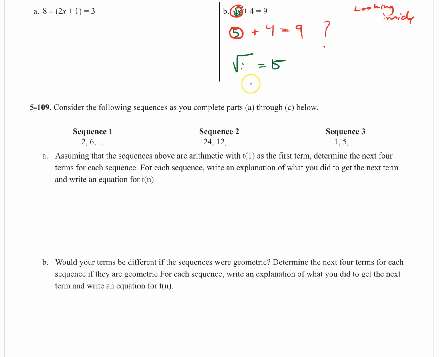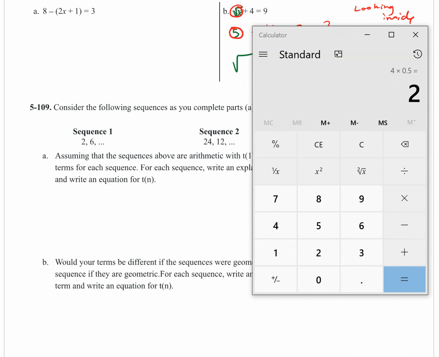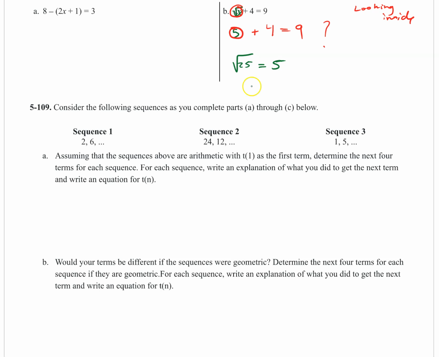But what number do you square root to get 5? 25 is my guess. Yep, square root of 25 is 5. Right? Because 5 times 5 equals 25. Yes. So, square root of 25 plus 4, that's just 5 plus 4, that's just 9. And that's what we wanted. Answer, x had to be 25. If x is 25, then this works out.